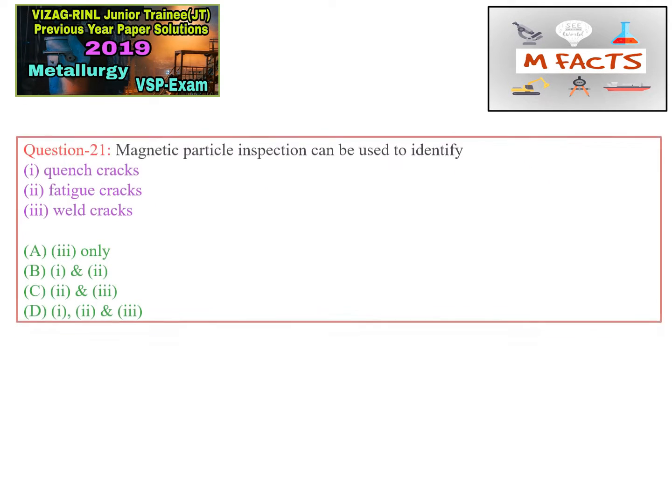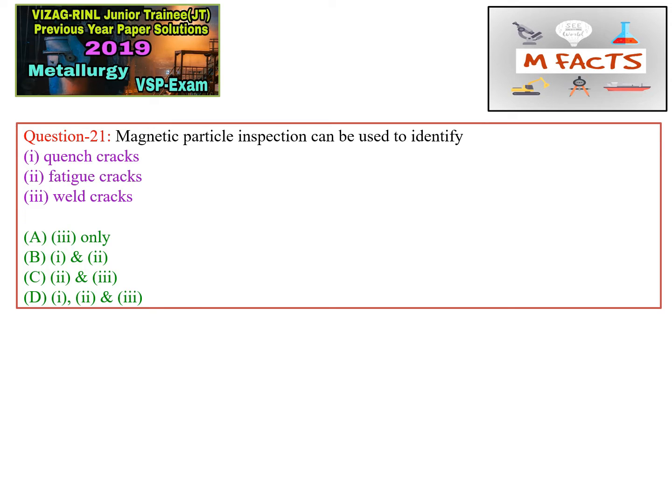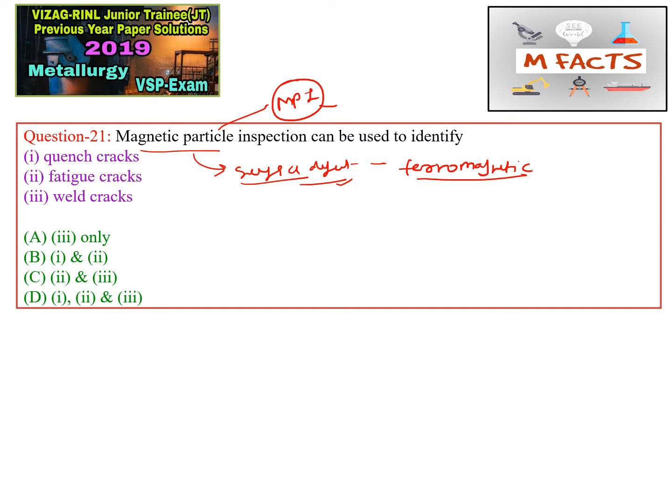So the next question is, magnetic particle inspection can be used to identify. They have given three things: quench cracks, fatigue cracks, weld cracks. About this magnetic particle inspection, I have already told you, this is used for surface cracks. This is basically used for surface defects, and subsurface defects may also be identified, but this is limited to ferromagnetic material. Magnetic particle inspection, also known as MPI, is only limited to ferromagnetic material. If the material is not ferromagnetic, we cannot use magnetic particle inspection.